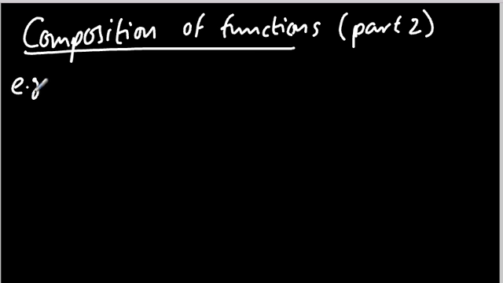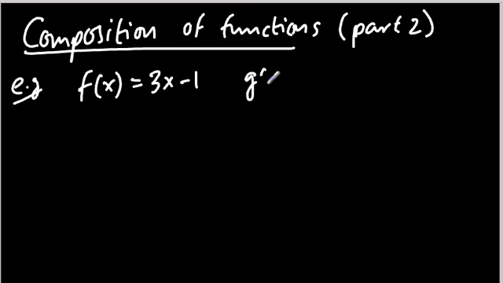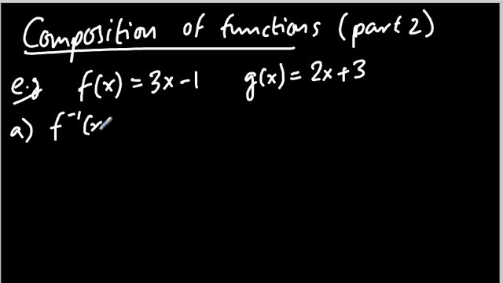Here's an example. I'm going to give you two functions. Let's say f of x is equal to 3x minus 1. And I have another function g of x, which is going to be 2x plus 3. Let's do some basic things. First, let's just find the inverse of f of x and g of x. This should be relatively straightforward. So how do we do this?